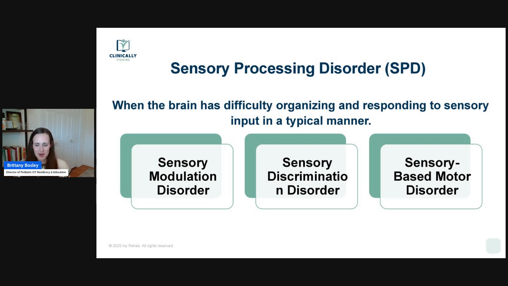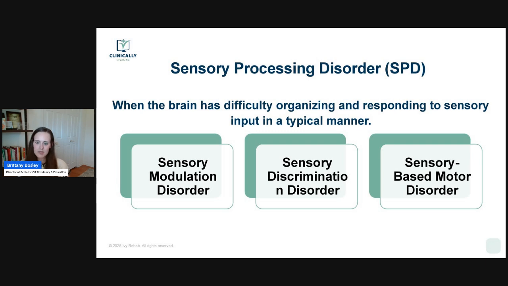The second one we're going to talk about is sensory discrimination disorder. This is difficulty distinguishing between different types or qualities of sensory input. So children may struggle to recognize the difference between two similar textures, to identify specific sounds, or understand where their body is in space. And then the last one we're going to talk about is sensory-based motor disorder. This is when there's difficulty coordinating and planning motor actions based on sensory input. This can lead to problems with balance, coordination, motor planning, which affects activities such as running, jumping, and even handwriting.